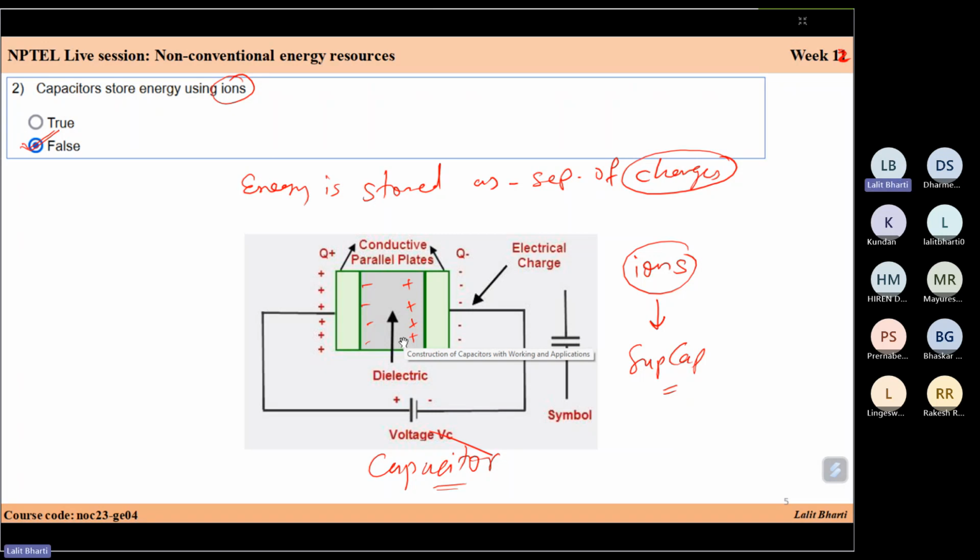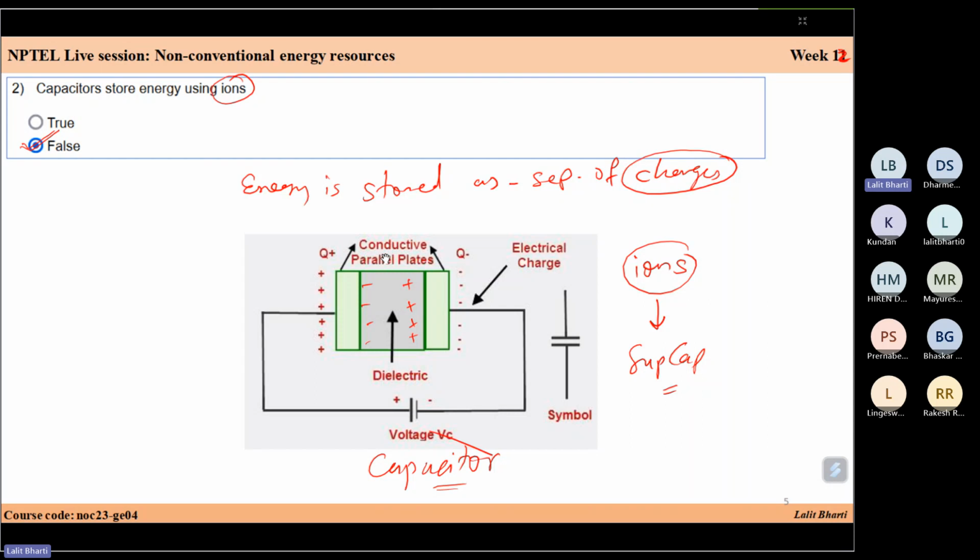If we use a normal conventional conductor, what will happen? These positive charges will move directly to the negative charges, or vice versa. Then it will be short circuited directly. But in the case of a dielectric, the negative charge will be attracted by the positive plate, and the positive charge will be attracted to the negative plate, and we will get a capacitance. So that is called the capacitance.